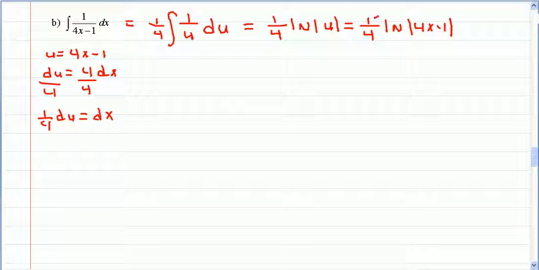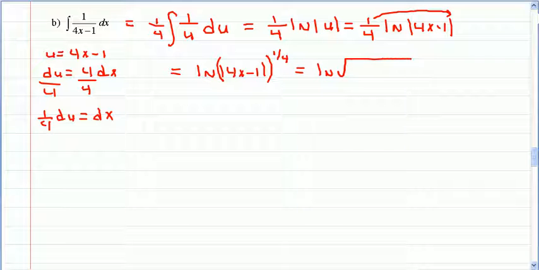and then this 1/4 in front is the same as a power. So the natural log of the absolute value of 4x minus 1 to the 1/4 is the same as the natural log of the 4th root of the absolute value of 4x minus 1. And then I just add the plus c.